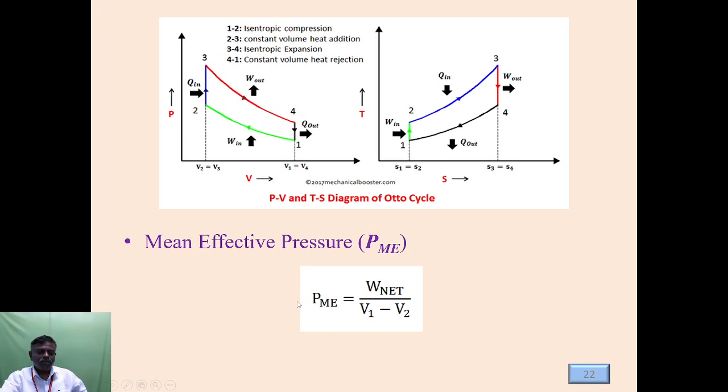Next one is mean effective pressure. Mean effective pressure means net work done divided by stroke volume, V1 minus V2. This is the stroke. V1 to V2 is the engine stroke, the movement of the piston. Stroke means movement of the piston from bottom dead center to top dead center. So we consider here the bottom dead center and the top dead center in an engine. The stroke is V1 minus V2. So mean effective pressure equals W net by V1 minus V2.